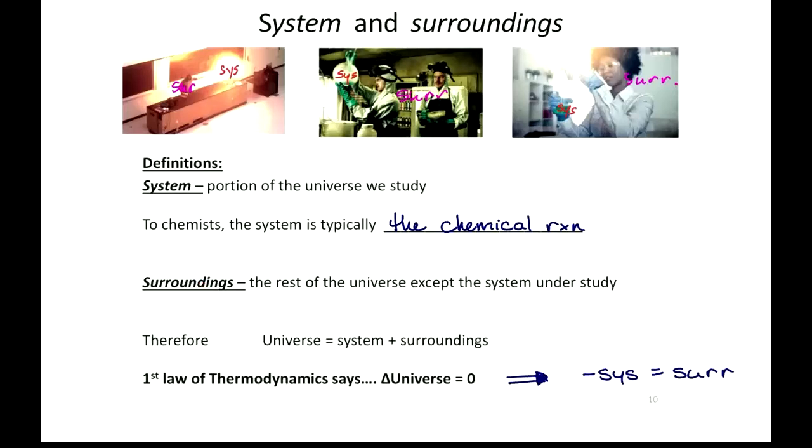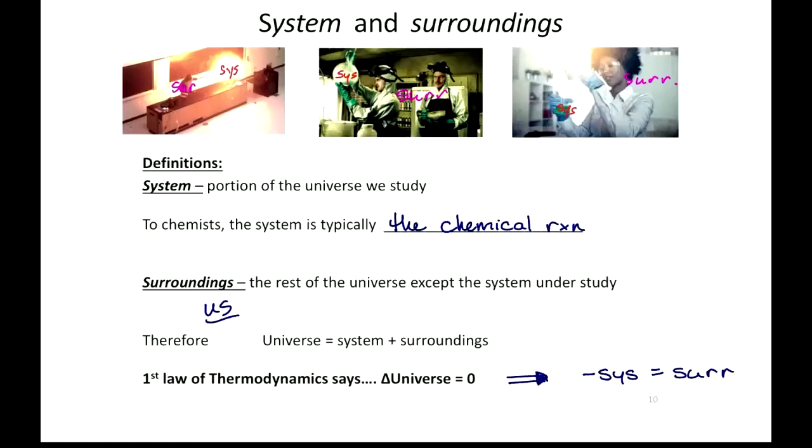So the rest of the universe, except the system under study, is the surroundings. That often includes us. If you combine system and surroundings, that equals the universe. Our chemical reaction is the system, we are the surroundings, and if we add both of those up, that's the entire universe. The first law of thermodynamics says that the energy of the universe never changes. There's no loss of energy or matter; it's not created nor destroyed.